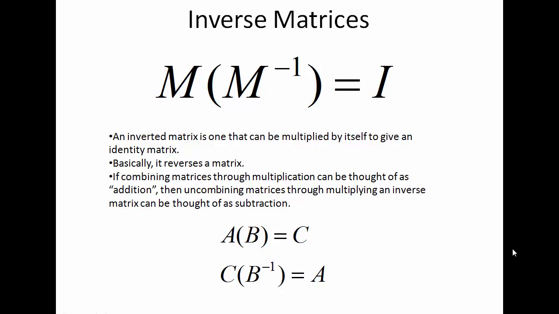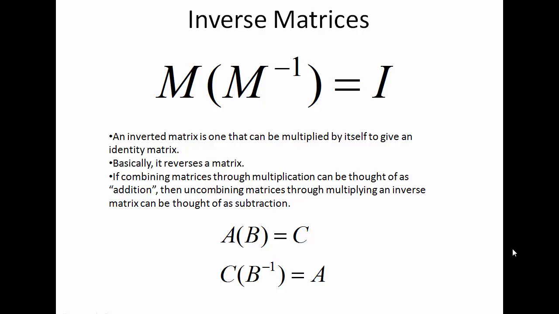So the view matrix is an inverse matrix. An inverted matrix is one that can be multiplied by the original to give an identity matrix. Basically, it reverses a matrix. If combining matrices through multiplication can be thought of as addition, then uncombining matrices by multiplying by an inverse matrix can be thought of as subtraction.